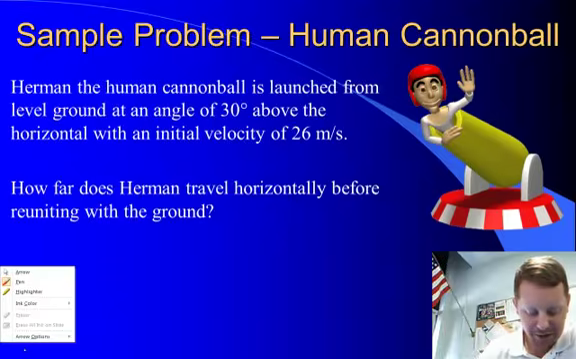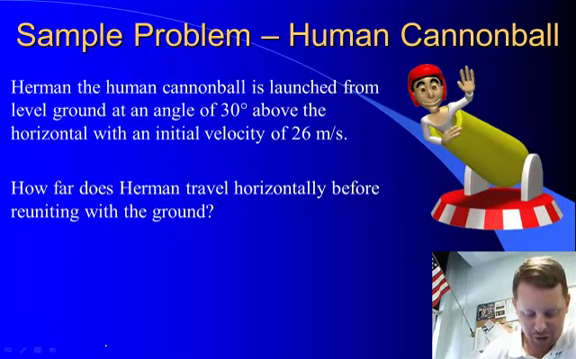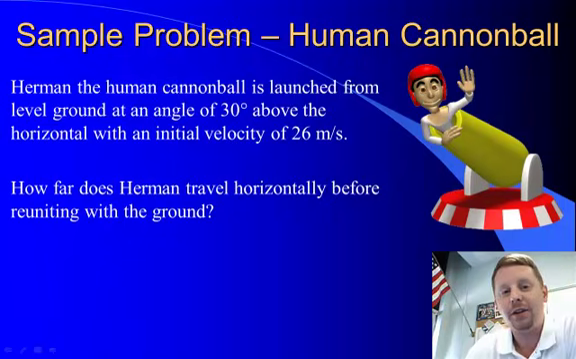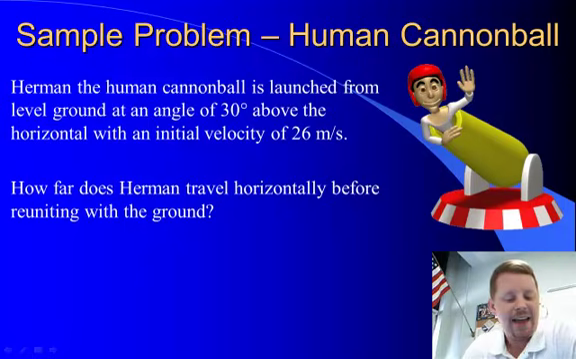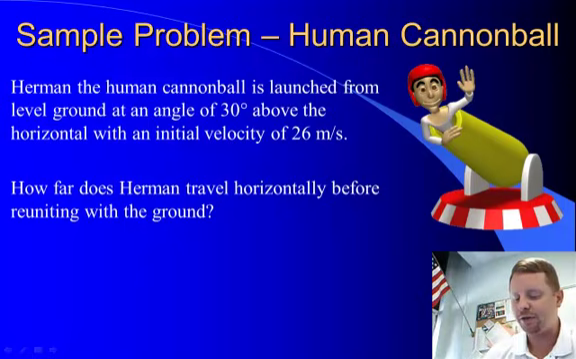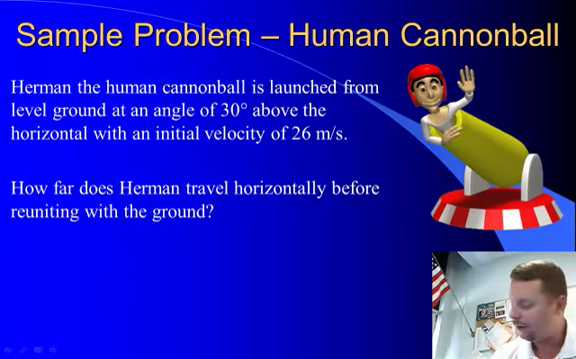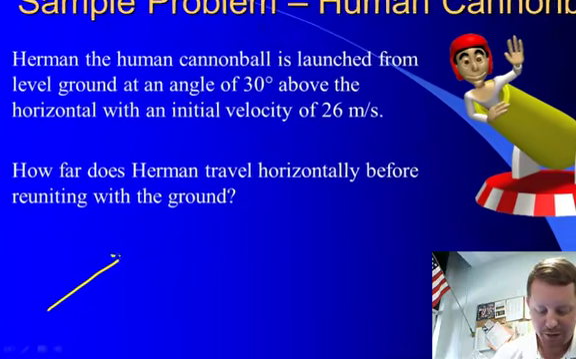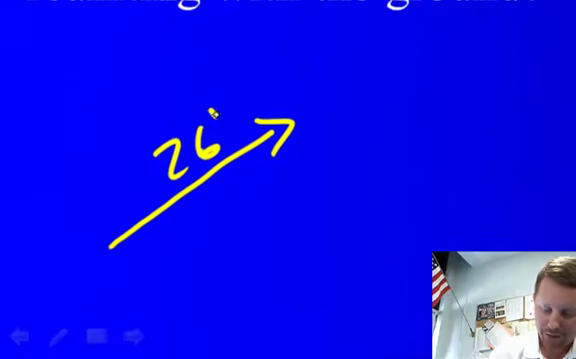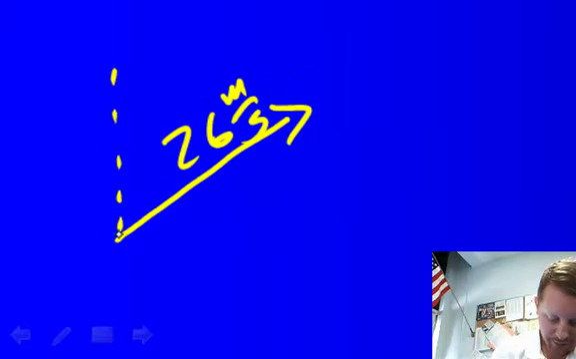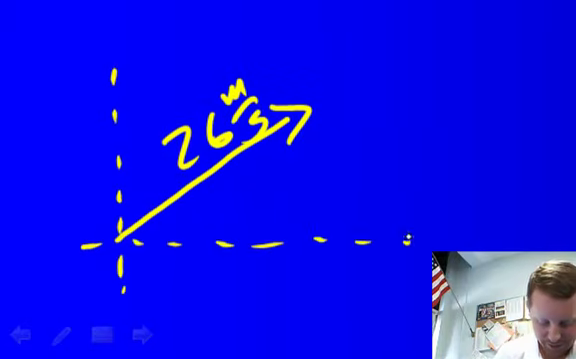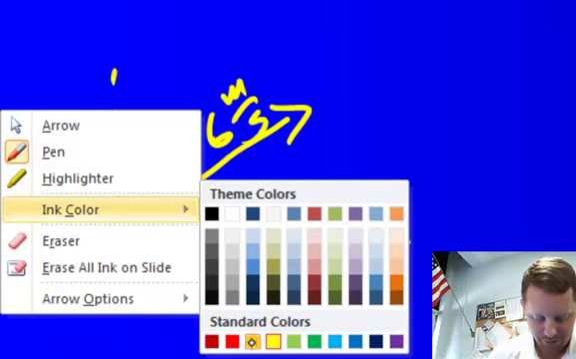All right, let's take a look at our sample problem here. We've got Herman, the human cannonball. Can't imagine what life insurance costs for Herman. He's launched from level ground at an angle of 30 degrees above the horizontal with an initial velocity of 26 meters per second. How far does he travel horizontally before reuniting with the ground? Well, our first step here is to realize his initial velocity is a vector of 26 meters per second. And if I draw my axes here, that's at an angle of 30 degrees from the horizontal.